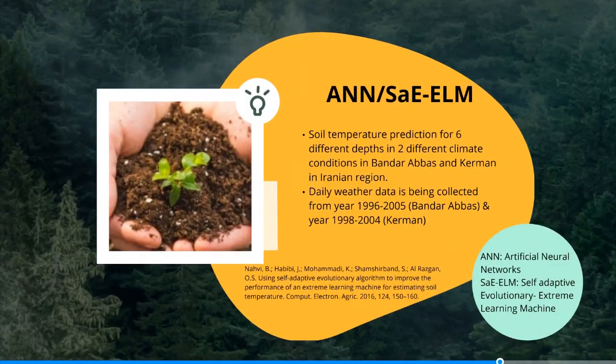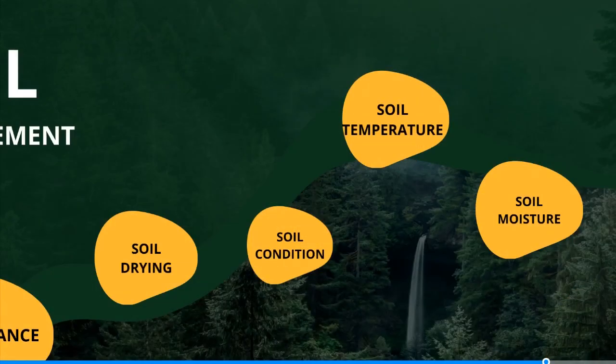To predict the daily soil temperature in two different climate conditions, a self-adaptive evolutionary extreme learning algorithm is being used to enhance performance of machine learning. Daily data is being collected from year 1996 to 2005 in Bandar Abbas and year 1998 to 2004 in Cameron.